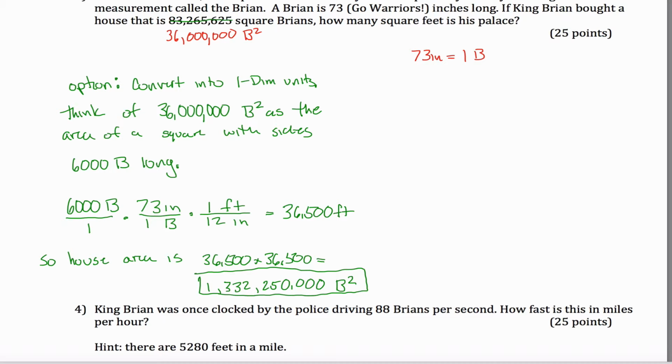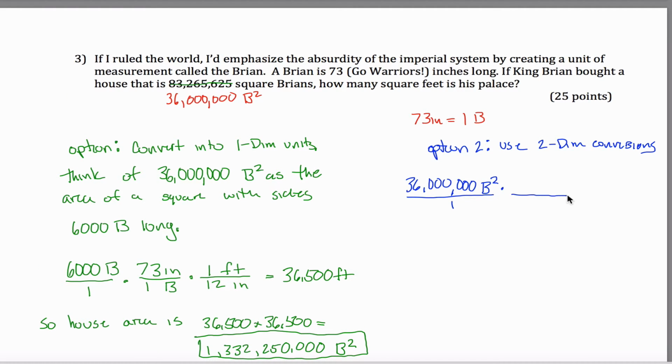Another way you could do this problem, if you're interested in another way, option 2, is to use two-dimensional conversions. So you start out with 36 million Bryans squared, and you multiply that by, well, how many square inches are in a Bryan squared? Well, there are 73 squared, which is 5,329.